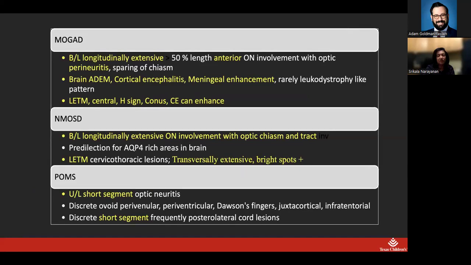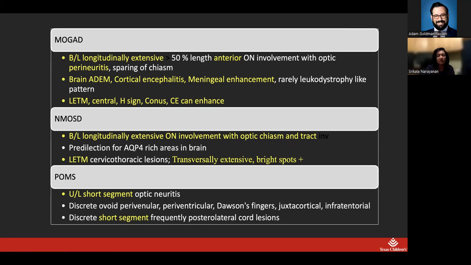So, a little summary sheet here. When we talk about MOG, we're looking at bilateral longitudinally extensive optic neuritis, greater than 50% of the length, with anterior involvement, optic perineuritis, and sparing of the optic chiasm. In the brain, you can have an ADEM-like pattern, cortical encephalitis, meningeal enhancement, and very rarely a leukodystrophy-like pattern. In the spine, it's longitudinally extensive transverse myelitis. You can have involvement of the central cord, either preferentially gray matter with an H sign, or gray and white matter with a more centrally located lesion. There's involvement of the conus, and enhancement can be seen in the cauda equina.